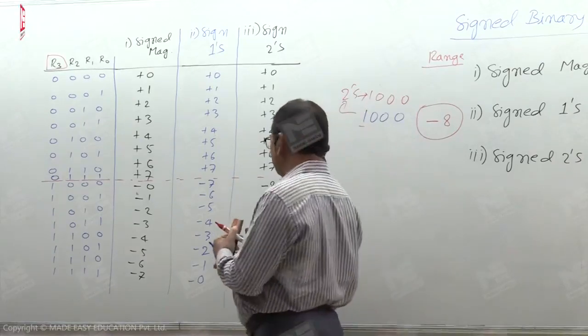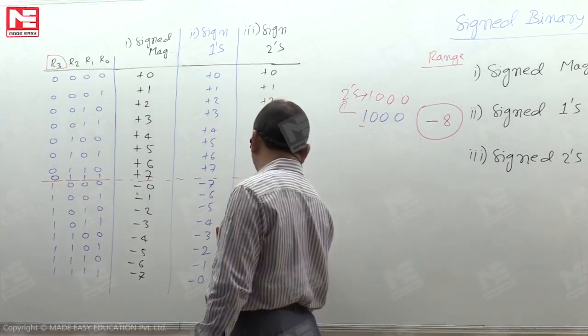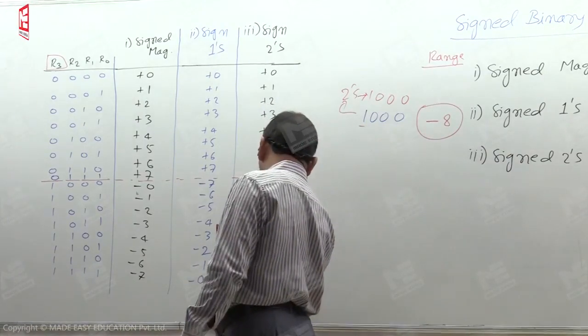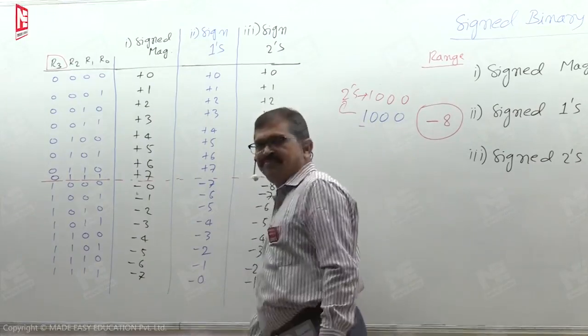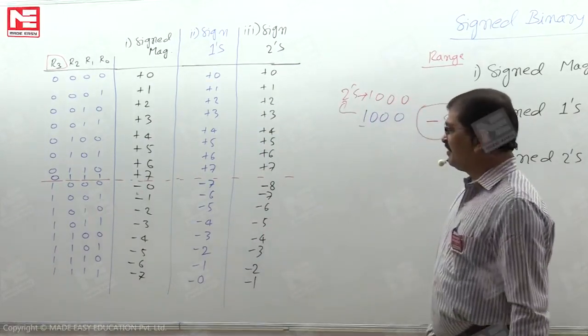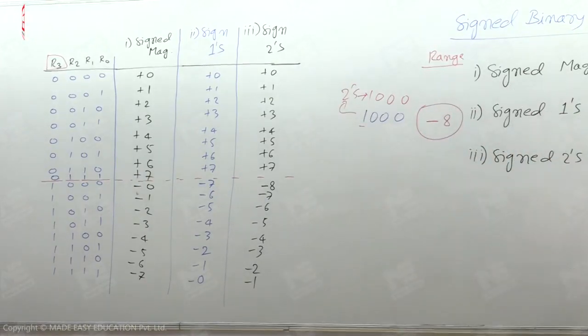So the next one is minus 7, here minus 6, minus 5, minus 4, minus 3, minus 2, minus 1. So the range in the sign 2's complement number system is minus 8 to plus 7, assuming the number is of size 4 bits.